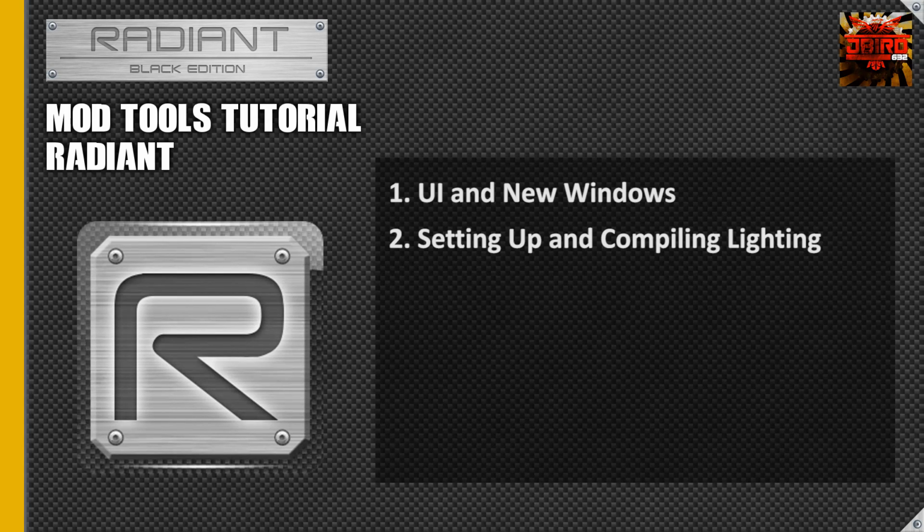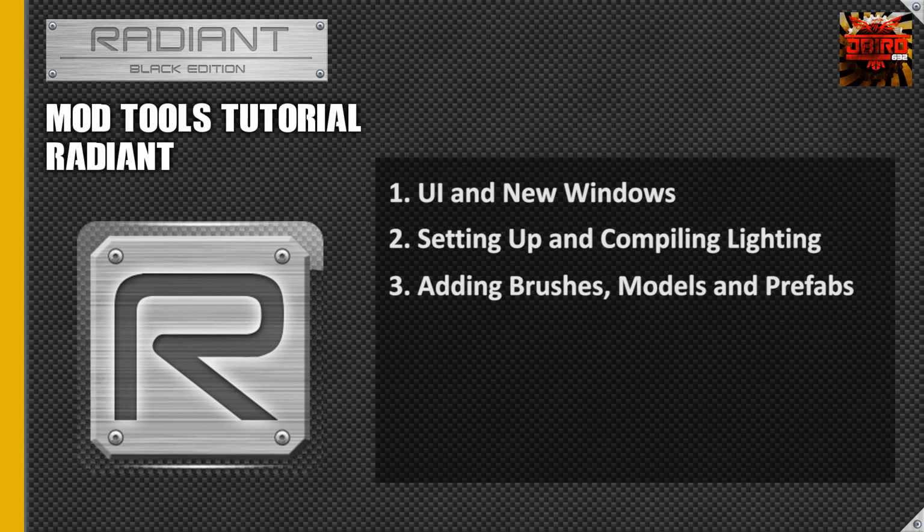And then the third thing that we're going to be going over is how to add some basic entities into the map, such as brushes, models, and prefabs. These will be useful for making your map and making it detailed so it looks like a physical map. We'll go over some more advanced stuff like patches and whatnot later.